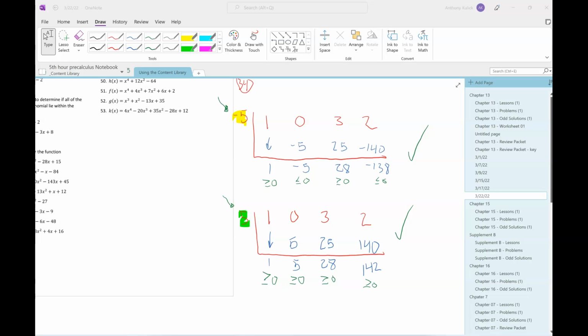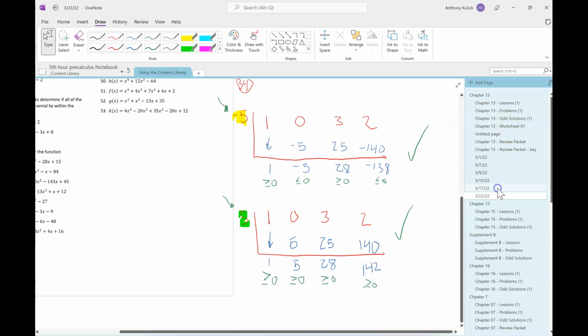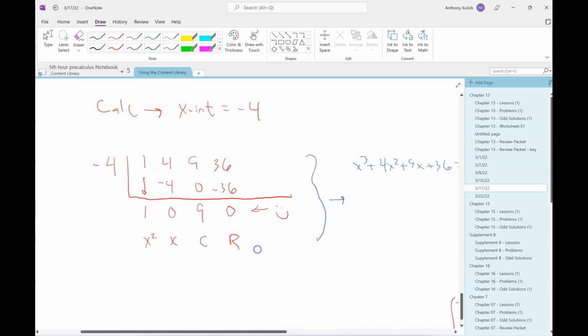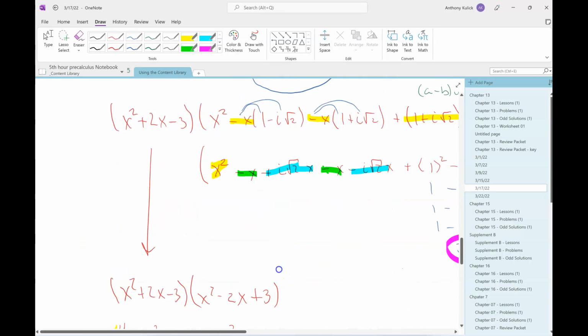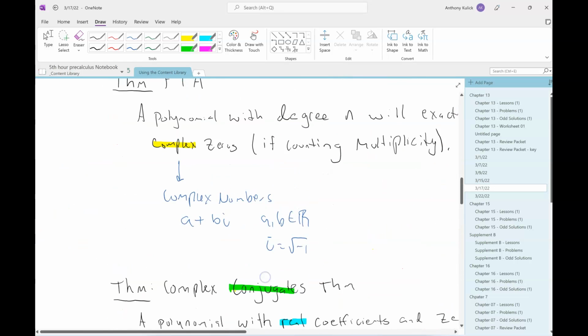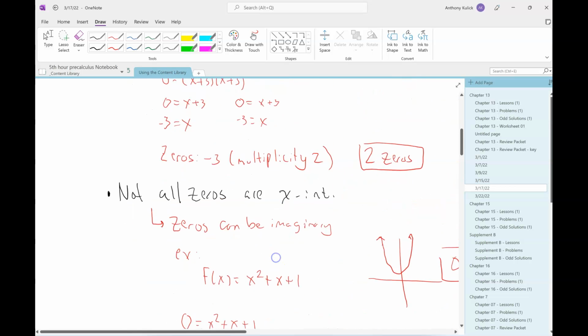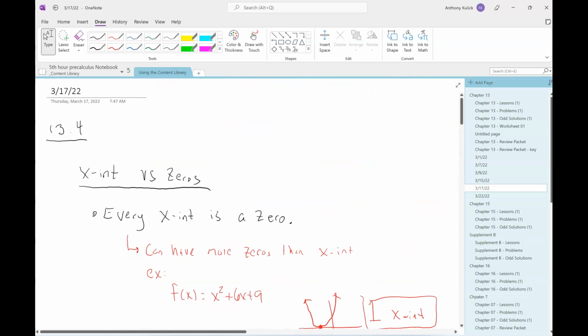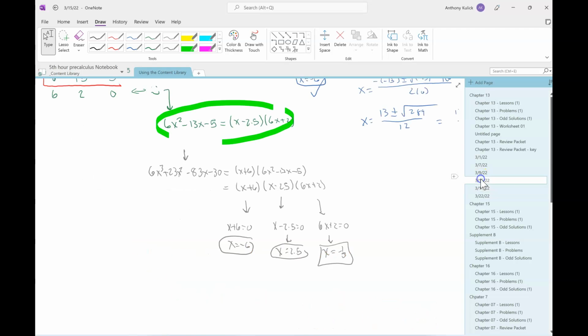Does that feel okay, Victoria? So the thing to remember is just the lower bound, they have to alternate, and the upper bound, they have to be all positive. Let me double check that there's not one extra constraint in there. Let's go back and look. We did this, I guess, on the 15th.